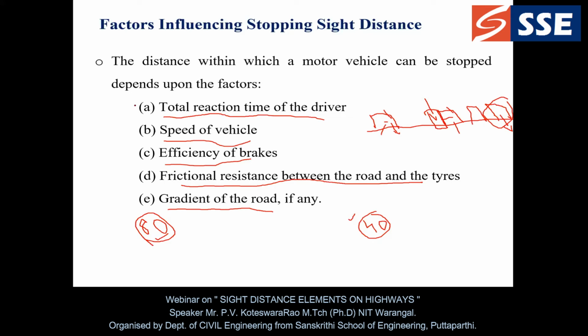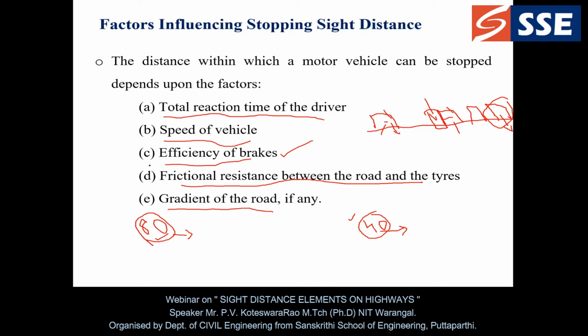And another one is efficiency of the brakes. We used to hear this statement: because brakes fail, accidents occur. It is the general scenario. If the brakes do not function properly, then obviously we are going to have an accident. So even if the vehicle is moving at 80 kmph or 40 kmph, if the brakes are not functioning properly, then obviously we can't stop the vehicle at the required location or before collision with the object. So one of the major reasons for accidents is efficiency of the brakes.